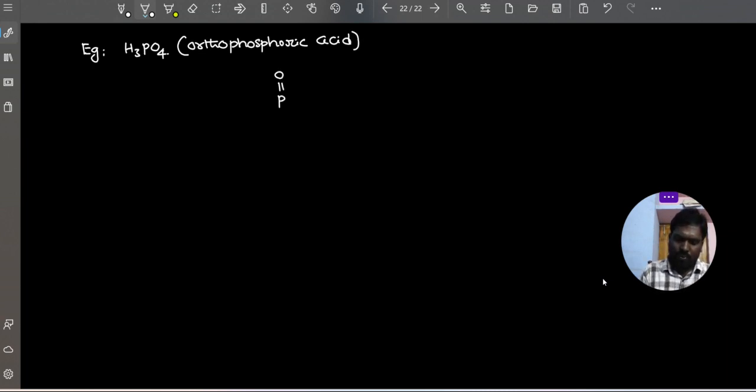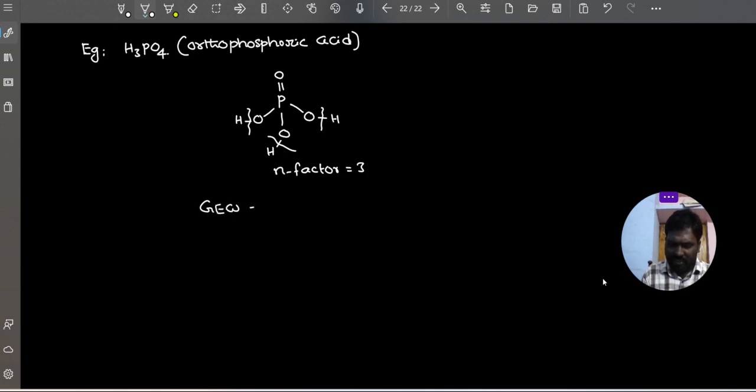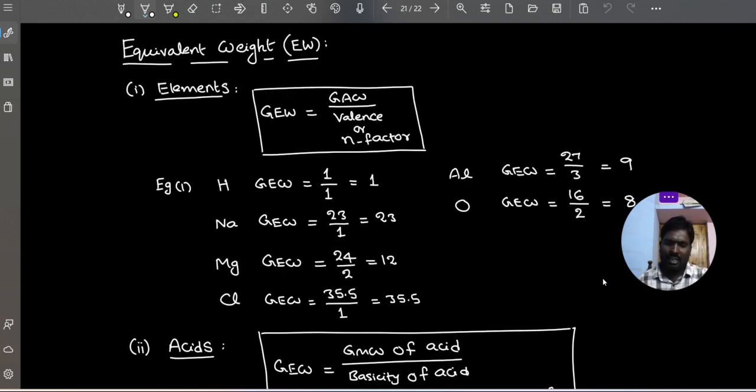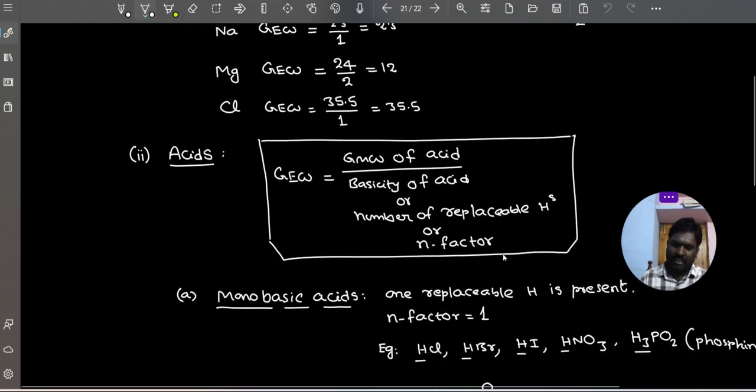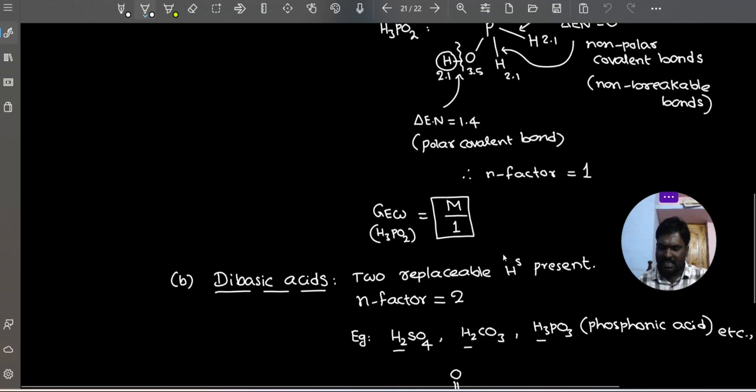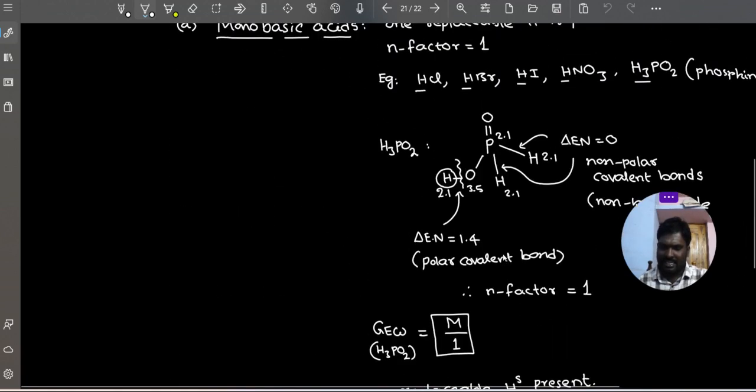Now P double bond O, OH, OH, OH: all are ionizable bonds. So the N factor is 3. Its gram equivalent weight is equal to gram molecular weight M divided by N factor 3. Its gram molecular weight we know very well, 98 by 3. So understood everyone? Acids we have done: monobasic acids, dibasic acids, tribasic acids.